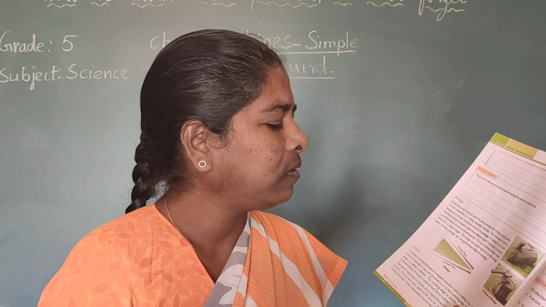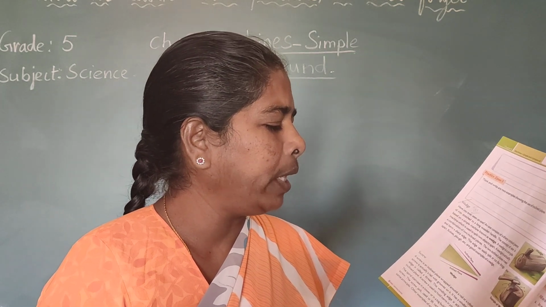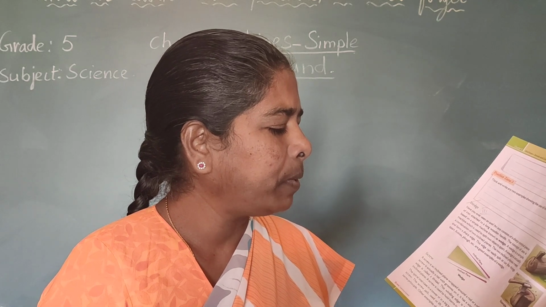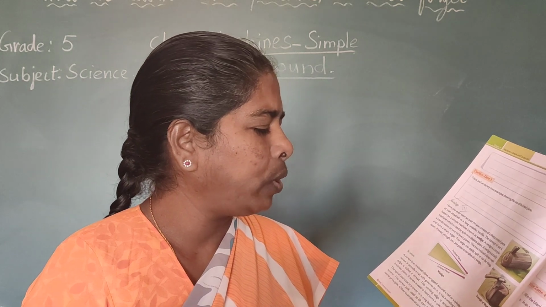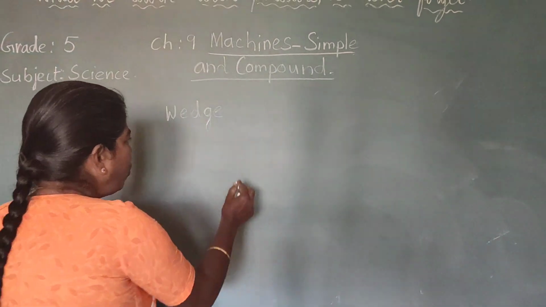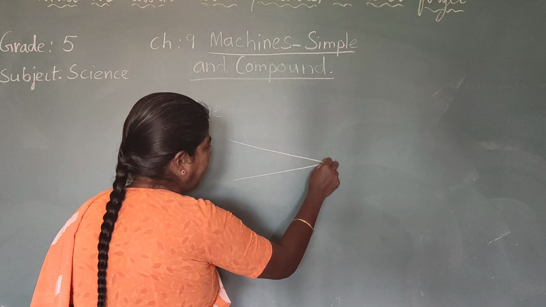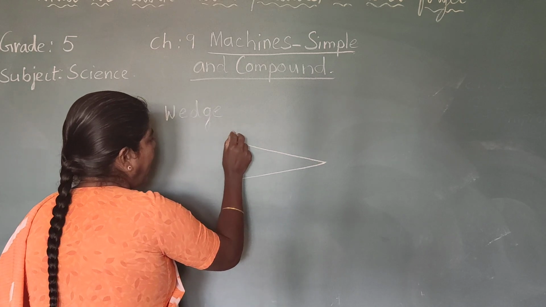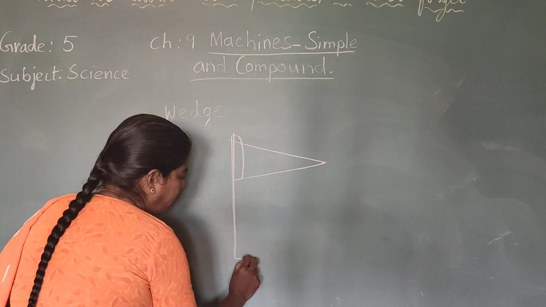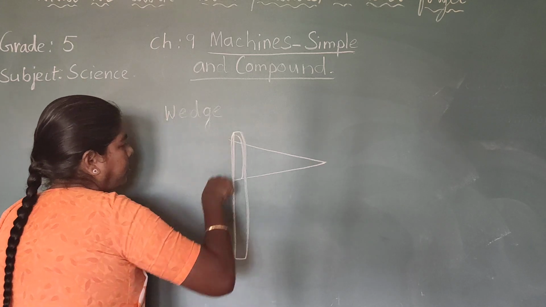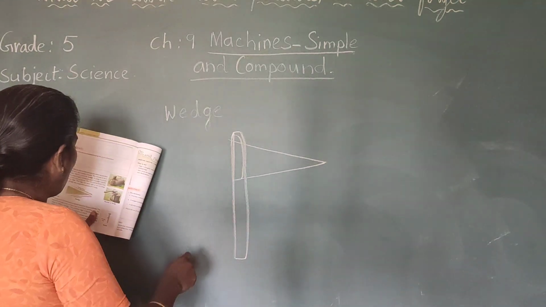An axe consists of a sharp conical piece of iron attached to a long wooden handle. This concept of the axe is based on a simple machine known as a wedge. Here, two plane surfaces are arranged like this, and here one hole will be there. Through that, one wooden handle will be there, like this, children. Okay? Here is the long wooden handle.